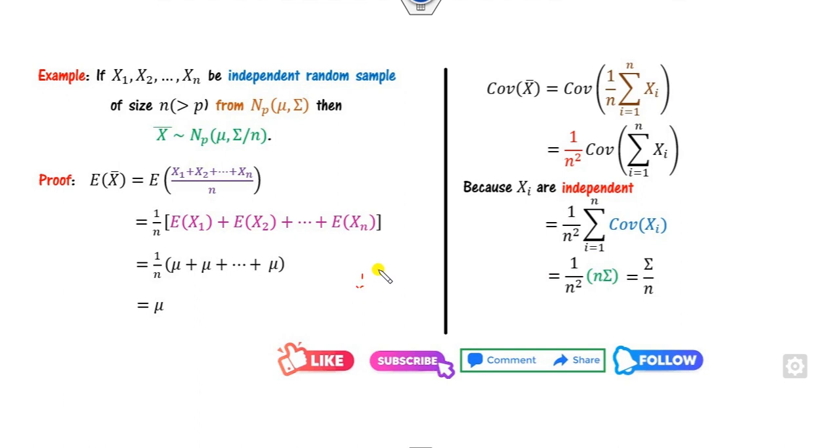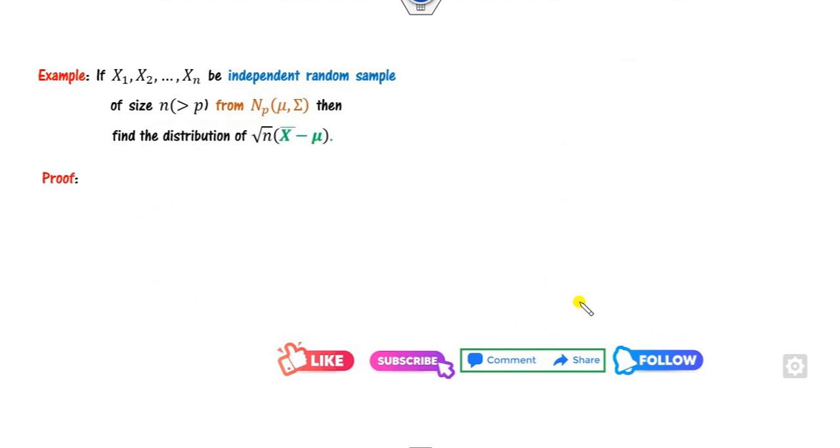Hence, what does it mean? X bar will follow the multivariate normal distribution with the mean mu and covariance matrix sigma divided by n. And that is the most important result in the multivariate normal distribution.